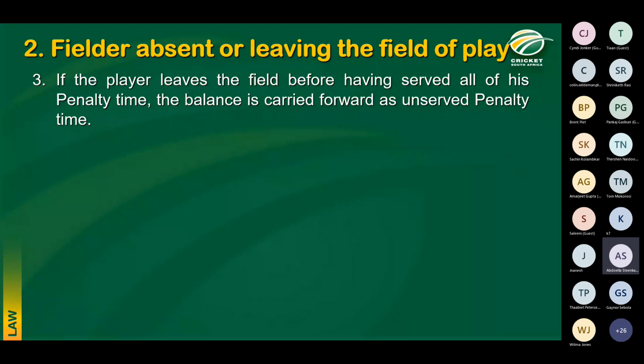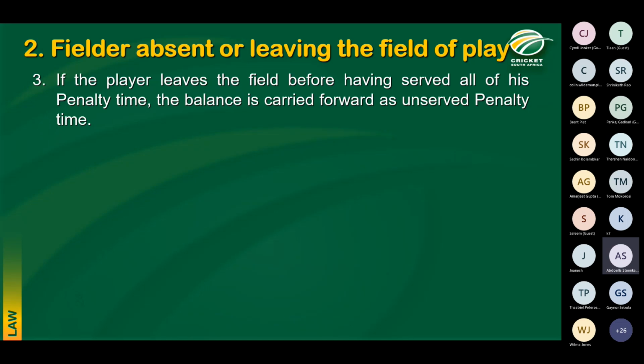Penalty time gets seen as, let's say, a bank balance. Every time the fielder goes off, you will add the time that he's gone off to his balance. So let's say Johnny was off for 20 minutes. Johnny now owes us 20 minutes. There's now 20 minutes in the bank. There are only two ways that Johnny can reduce penalty time.